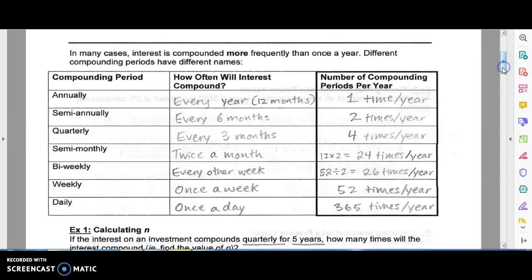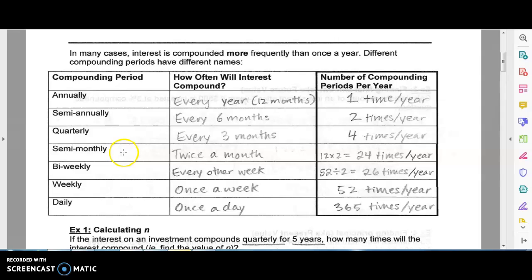Well, we have to look for one of these words in this first column where it says compounding period. The question will always tell you what the compounding period is, and based on whichever one of these words is used, we know how many times the interest is compounded per year. If it says annually, that means once a year, every year, one time a year. If it says semi-annually, it means 2 times a year or every 6 months. If it says quarterly, that means 4 times a year or every 3 months.